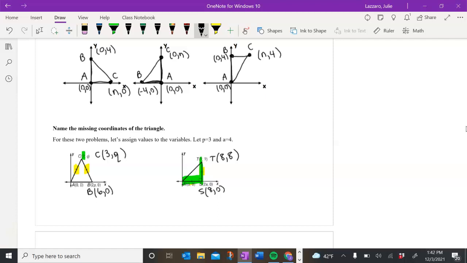Out 8 units to line up with S, and up 8 units so that RS, which is 8 units long, is going to have the same measure as TS, so that TS can be 8 units long as well. So over 8, up 8 is what we want.